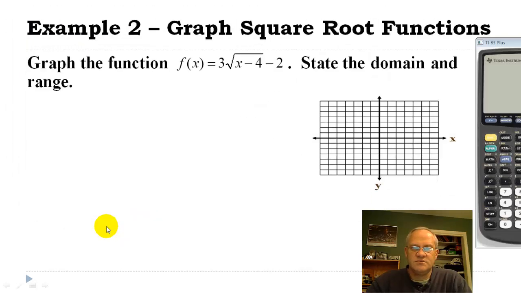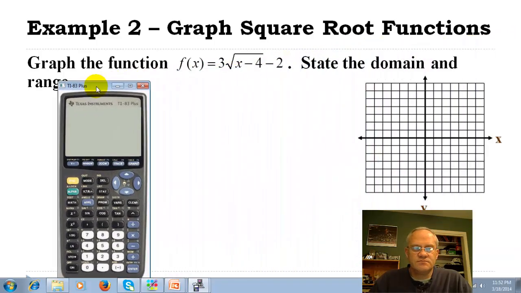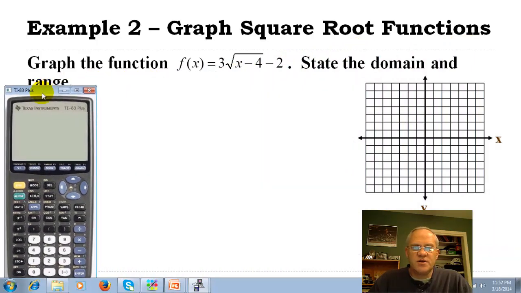All right, let's do a few examples here. Here's something that you will do on the classwork. We're going to graph this function and then just state its domain and range. It's nice to know some of that stuff that we just did, but for the most part, just using your calculator is going to be the easiest thing to do here. Remember, f of x really just means y.